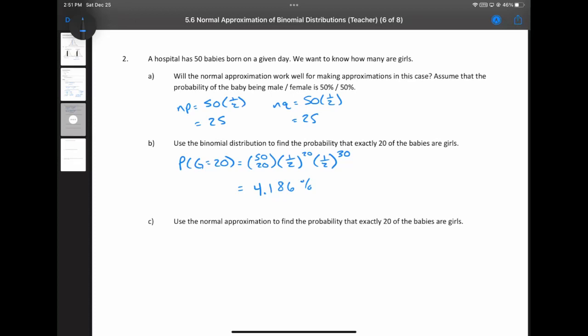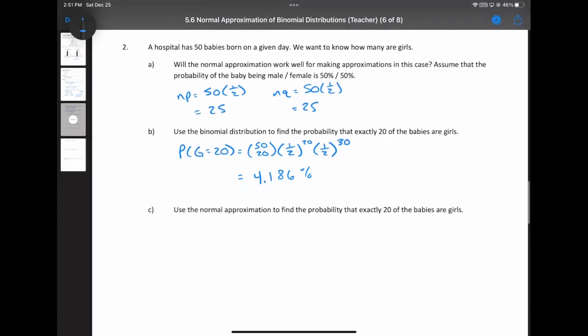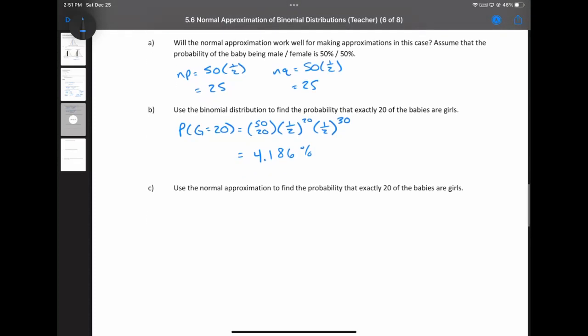4 point, I don't know if it's there. My eyes are all over the place. I think I see a 4.182 is the closest I could get from the table. Now let's use a normal approximation to find the probability of exactly 20 of the babies being girls.